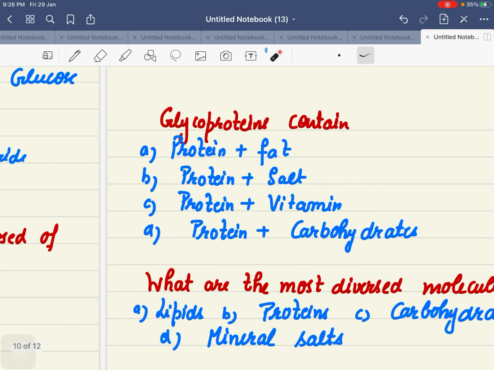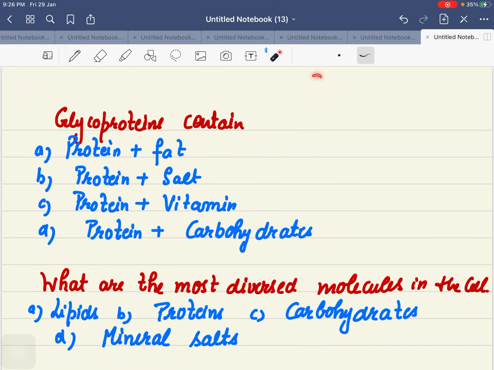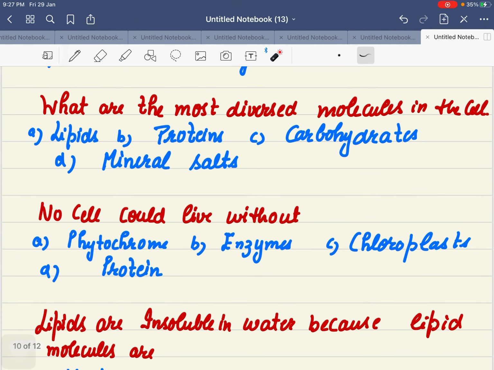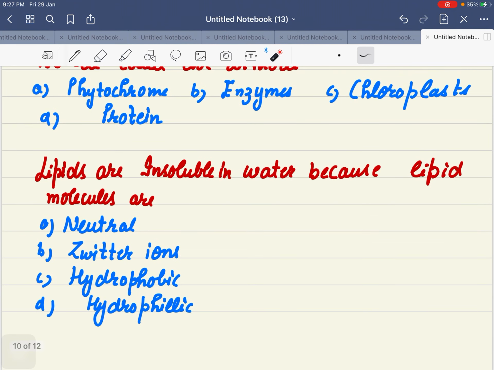Don't leave this, okay? Next is glycoproteins. Glycoproteins are carbohydrate plus protein, so they may contain carbohydrates. The answer will be D. What are the most diverse molecules in the cell? The thought comes that it must be sugar, since we need energy, so carbohydrates would be the answer, but this is incorrect. The most diverse molecules in the cell are proteins. No cell can live or survive without proteins. Lipids are insoluble in water. If something is insoluble in water, will it be water loving? No, it will be hydrophobic.